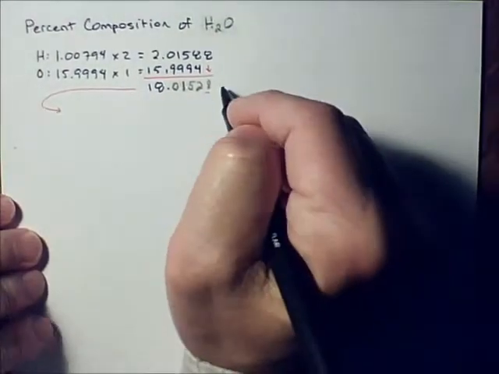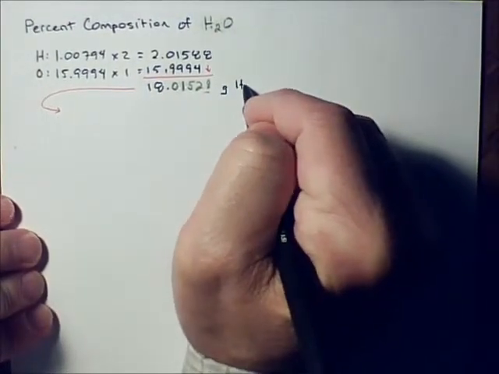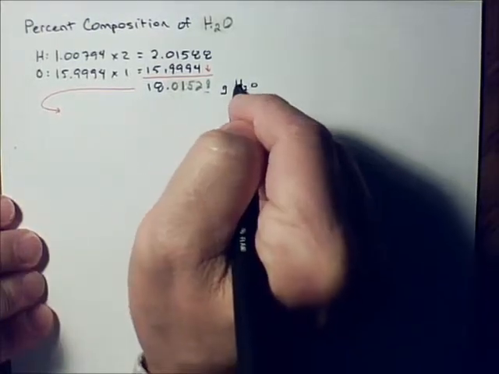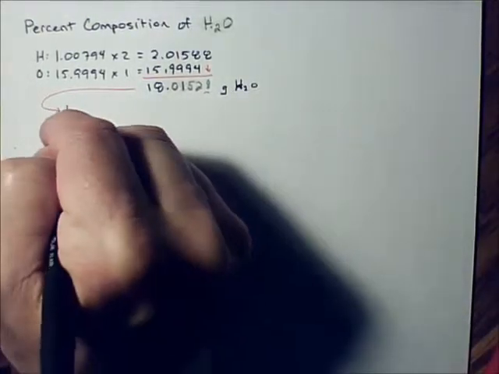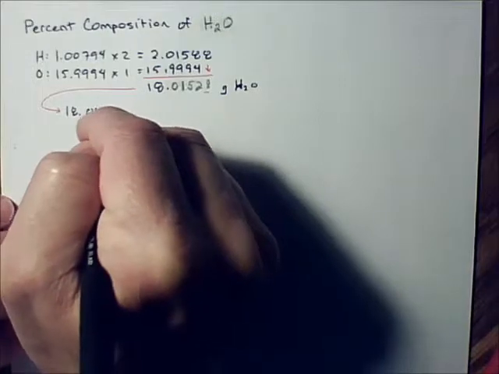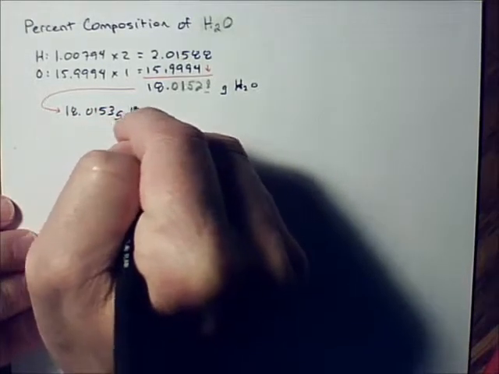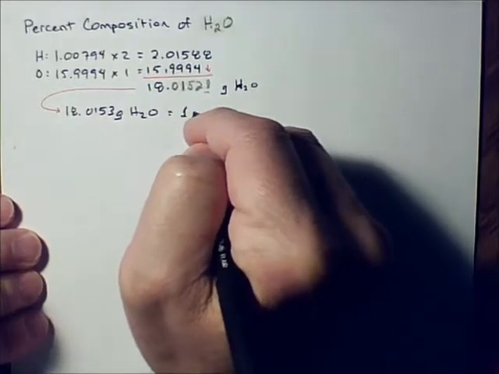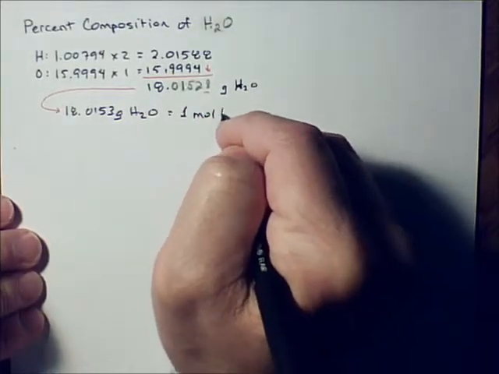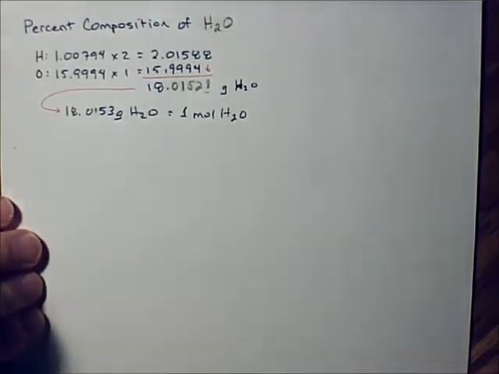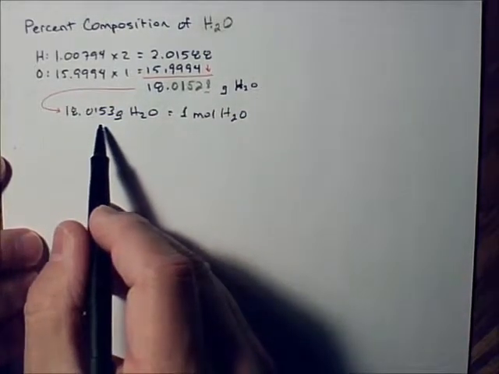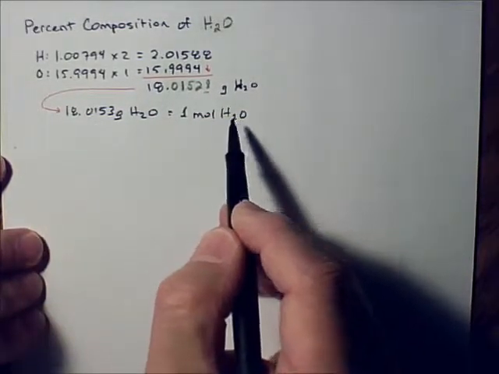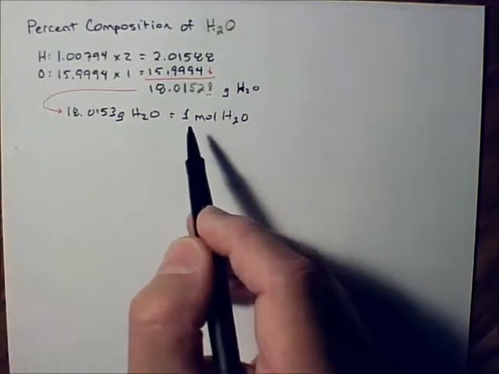We need to know this is grams of H2O here, but the rounded answer, the correct answer, is 18.0153 grams of H2O. And in this class we always say that's equal to 1 mole. This is essentially defining what a mole is by mass anyway, what molar mass is. It's the mass of any substance in 1 mole of that substance, and that equality statement defines that.